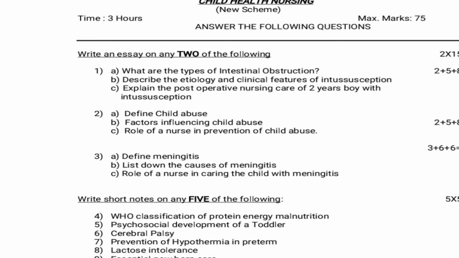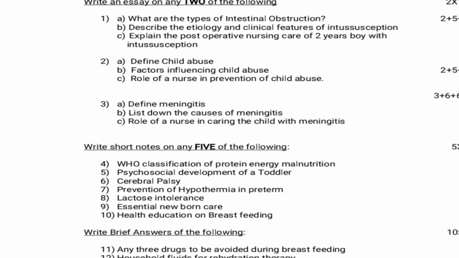Second question, 2A, define child abuse, which is for 2 marks. 2B, factors influencing child abuse, which is for 5 marks. And 2C, role of a nurse in prevention of child abuse, which is for 8 marks. So 2 plus 5 plus 8 is equal to 15 marks.